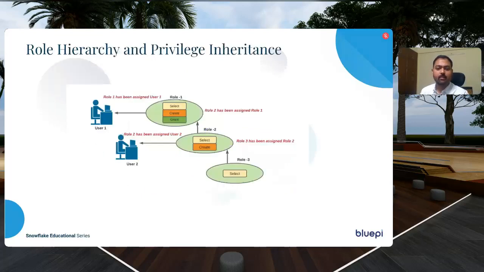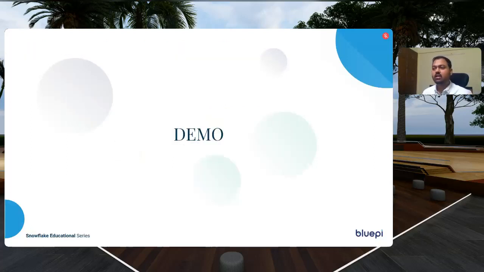As you can see in this example, role 3 has a select privilege, role 2 inherits the select privilege, and role 1 inherits select and create. User 1 has been assigned role 1, which means all three privileges. User 2 has been assigned role 2, which means select and create privileges. So in this way, we can achieve role hierarchy. So let's go to a demo of the Snowflake Access Control Framework.